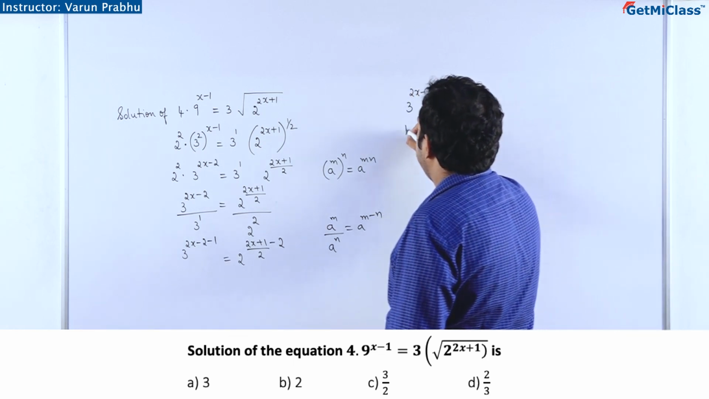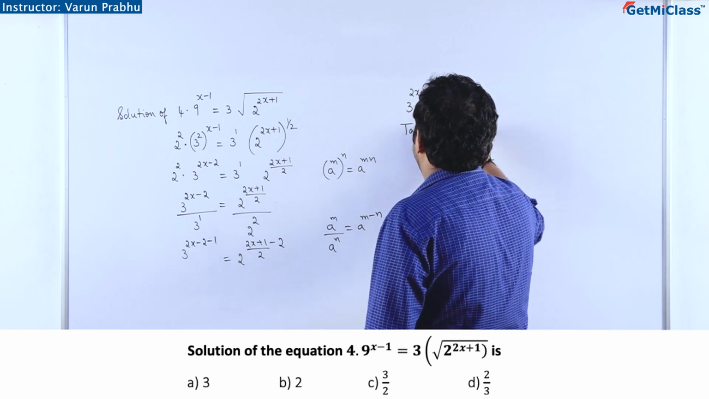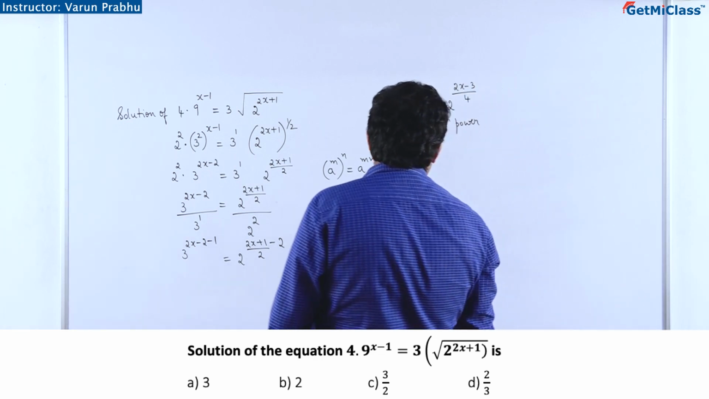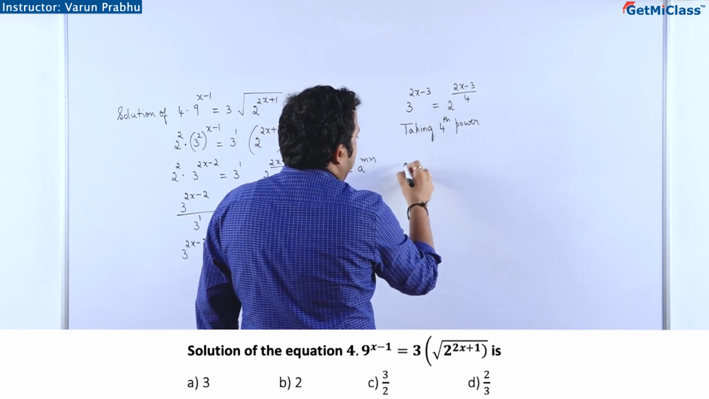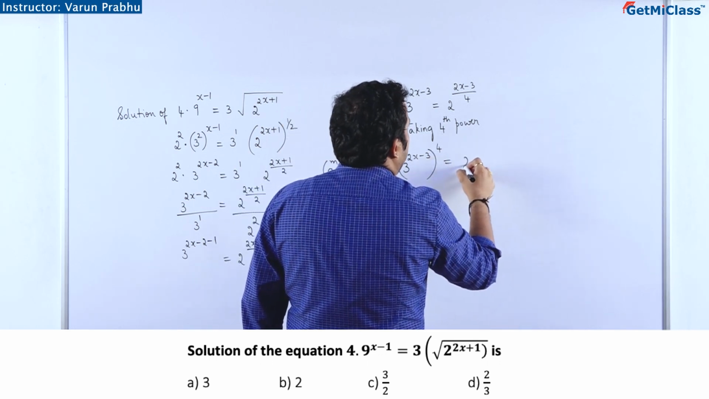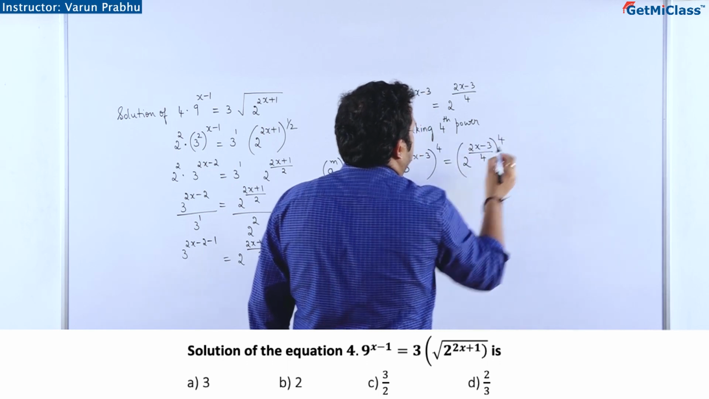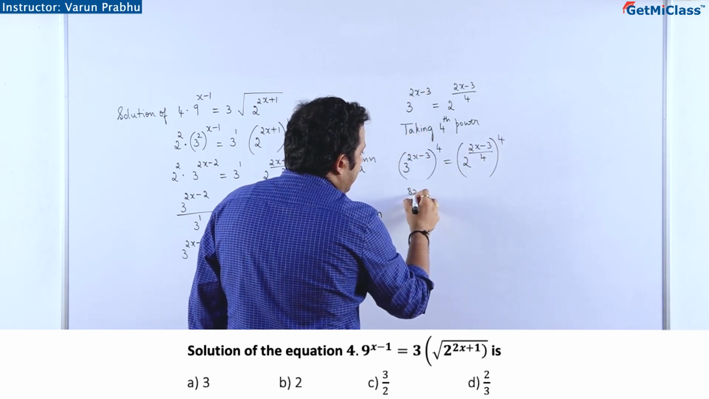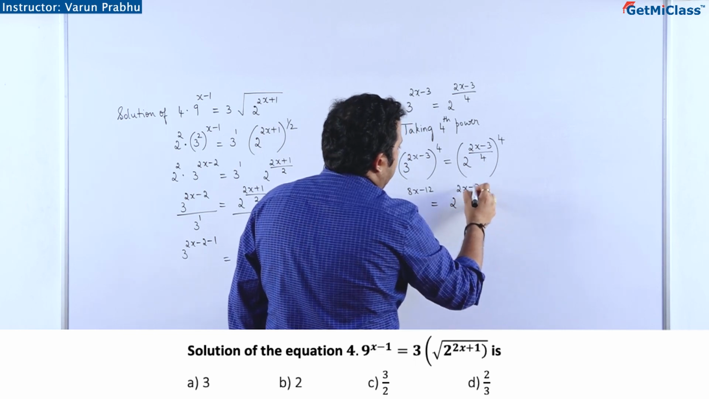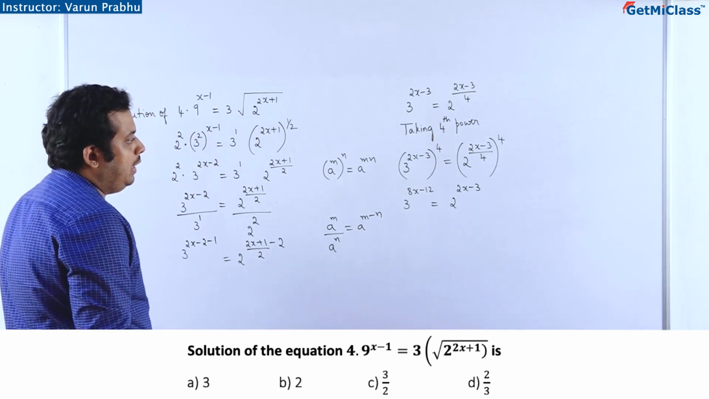See now, taking fourth power. When we take the fourth power, what will happen? We will get 3 to the power (2x minus 3) whole to the power of 4, that is equal to 2 to the power (2x minus 3) divided by 4, whole to the power of 4. So I can say 3 to the power 8x minus 12 is equal to 2 to the power 2x minus 3. Correct? 4 and 4 will get cancelled.